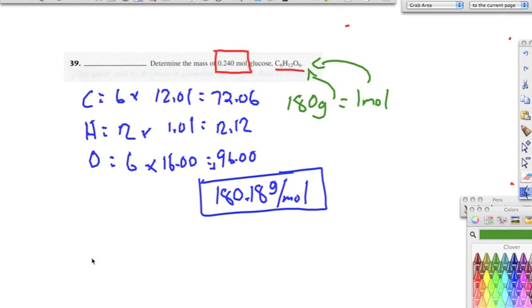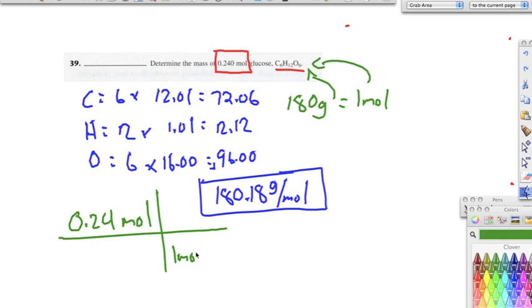So we set up our boxes, and we have 0.24 moles, and that's of glucose. Just not going to write it. So we're going to go ahead and take this guy, and we have 1 mole. Mole's on the top, so mole goes on the bottom. And 180 grams, or 180.18 grams. Forgot the 18 up here. We go ahead and multiply that out, and we'll multiply 0.24 times 180.18, all divided by the bottom, which is 1, and we'll get an answer of 43.24, and that's grams of glucose.